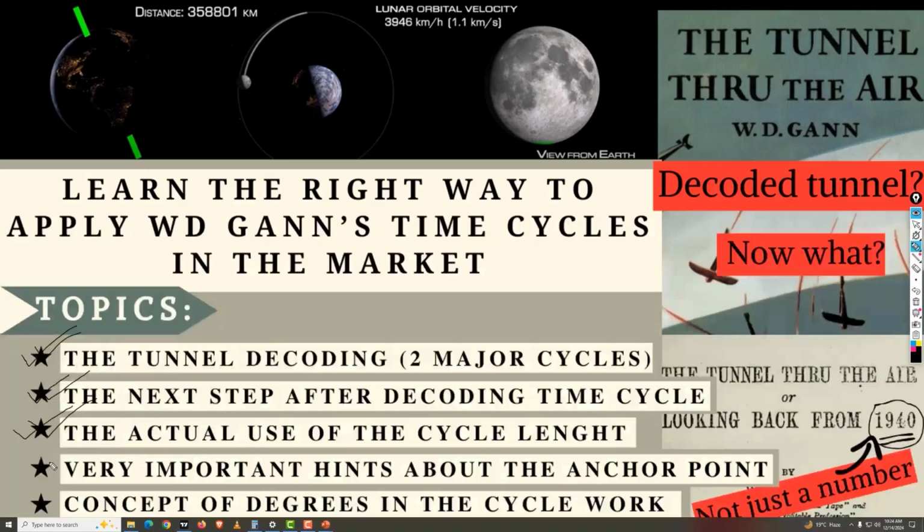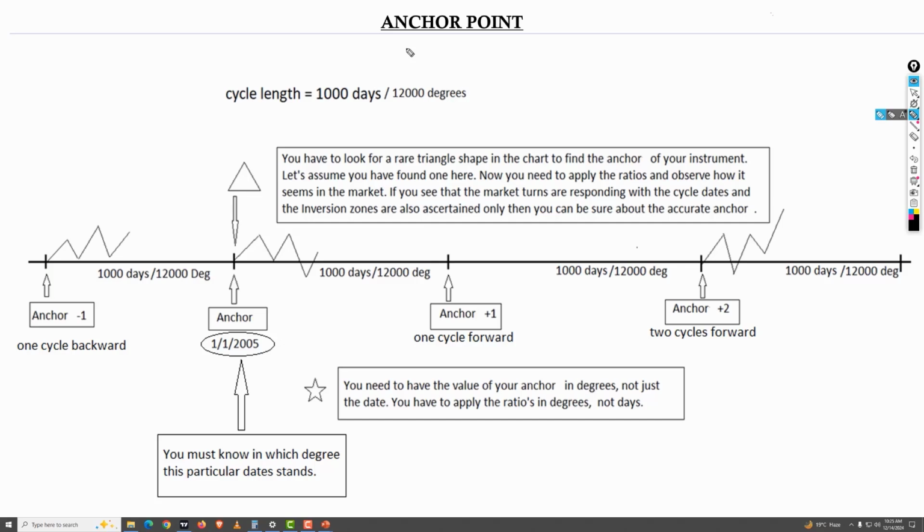Now let's move to the next topic, which is very important hints about the anchor point. Let's assume we have found a cycle and the length of the cycle is 1000 days or 12,000 degrees. We're going to use that cycle length. Now, first of all, you have to look for a rare triangle shape in the chart to find the anchor of your instrument. It will pretty much look like this.